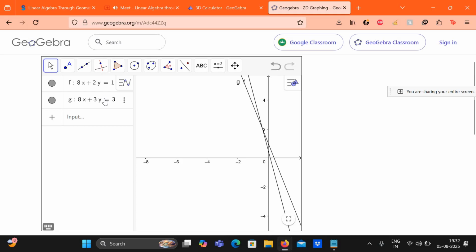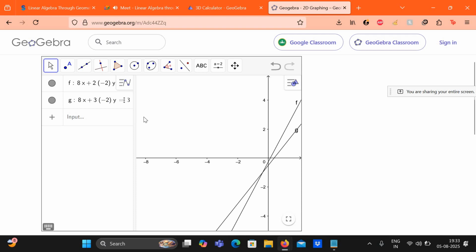Now I'm very close to the origin. Now I want to bring it down. I want to reduce it. So I do this 2y, I multiply it with minus 2y, and here too I multiply it with minus 2y. See, I've shifted it down. It's too much down. I'll bring it a bit above. As you can see, I'm shifting those lines.